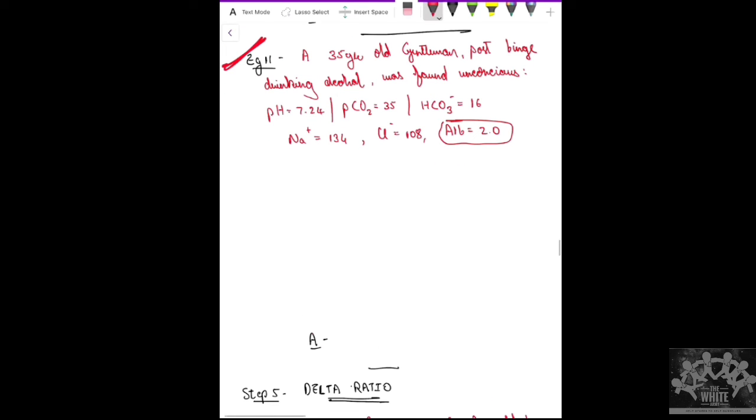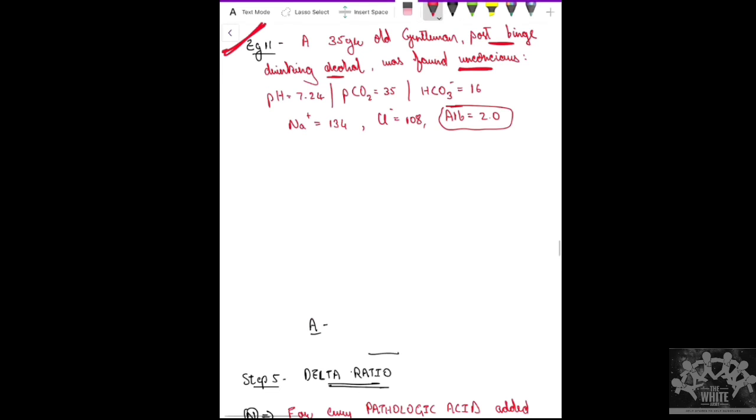See, what is the clinical scenario? A 35-year-old gentleman, post binge drinking alcohol, was found unconscious. Okay, this is our clinical scenario. So first step, acidemia or alkalemia. pH is decreased, so there is acidemia. What happens to PCO2? PCO2 is also decreased. So there is metabolic acidosis.